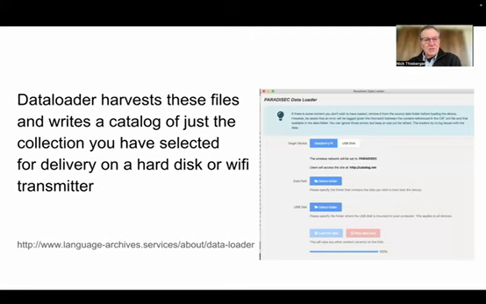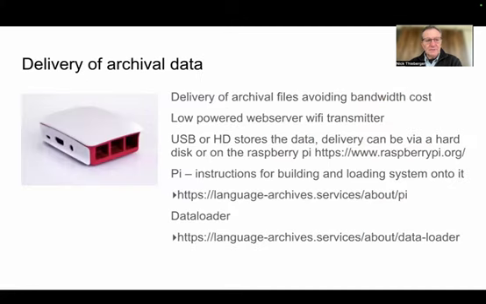We've written a routine, and we call it data loader, which harvests those files. So you can point it at the hard disk that you've just downloaded your files to. It writes a catalogue of just that collection in HTML, so it's very lightweight, and that can be delivered on hard disk or a Wi-Fi transmitter. So we're using Raspberry Pi Wi-Fi transmitters.